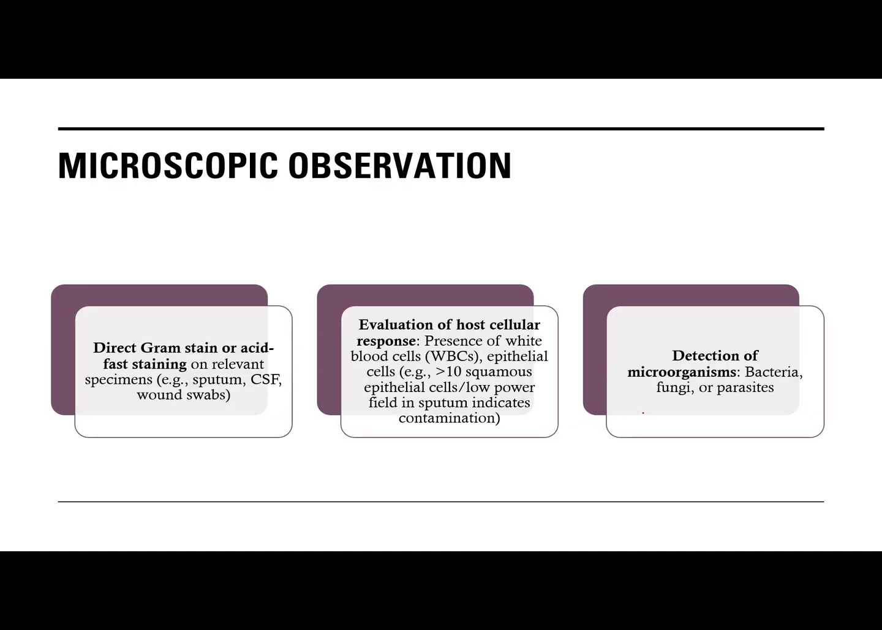Then you're also going to do microscopic observation. You're going to do direct gram stain or acid fast stain on samples such as sputum, CSF, and wound swab. Then you're going to identify host cellular response. Does the sample contain WBCs, epithelial cells, in sputum sample? So kung mas madami class, pakitandaan ito.